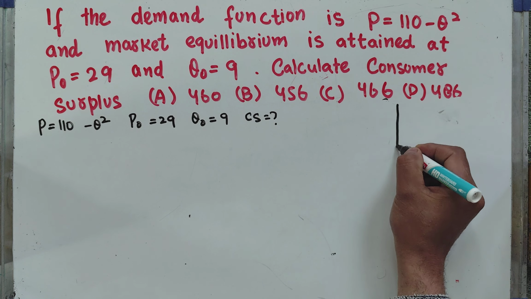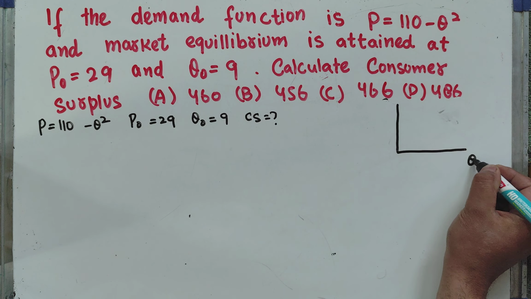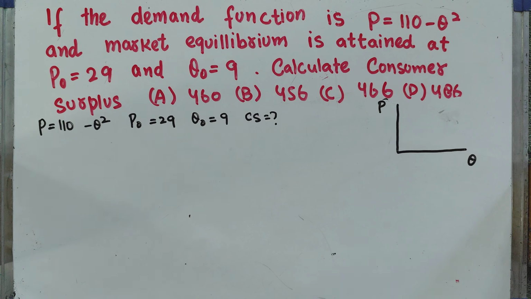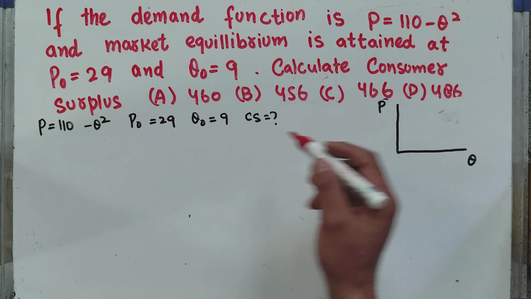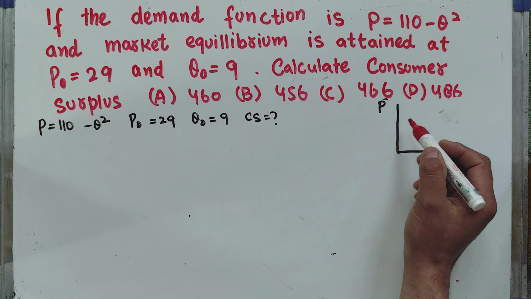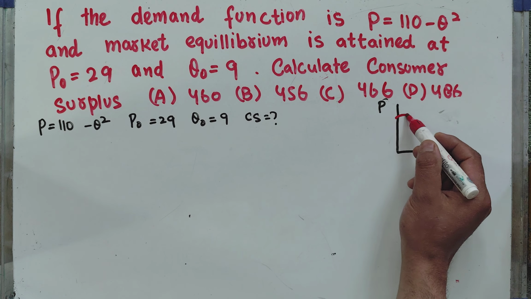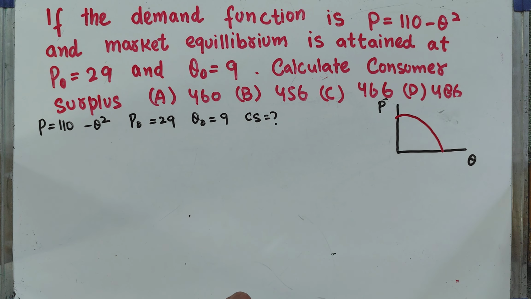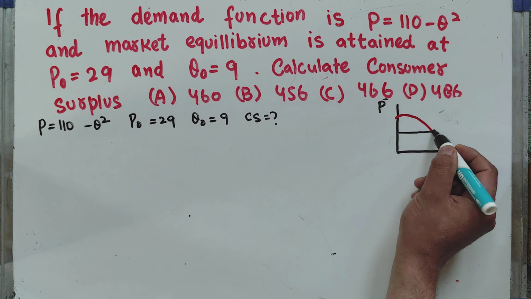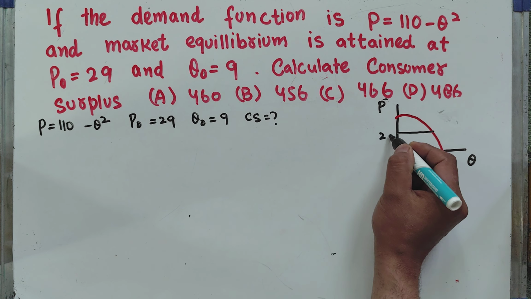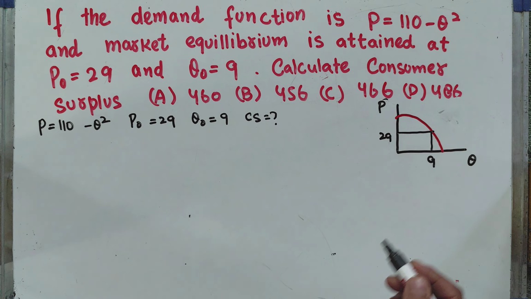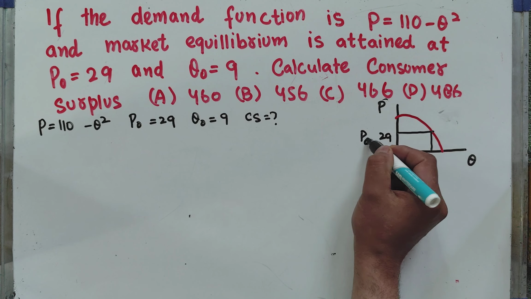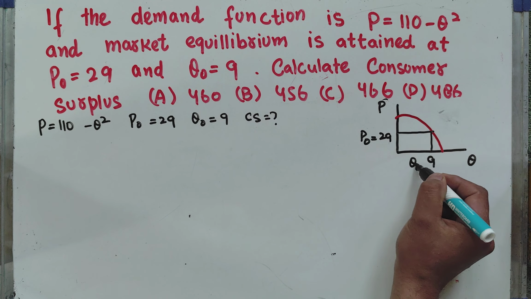If I draw a simple graph, here we have output on the horizontal axis, price on the vertical axis. So we have this demand function, which is a quadratic one. Let me draw the positive quadrant only. So it will be like this. This is our demand function, and we are told that equilibrium is attained when P naught, the equilibrium price, is 29 and Q naught is 9 units. So this is our P naught, this is our Q naught.